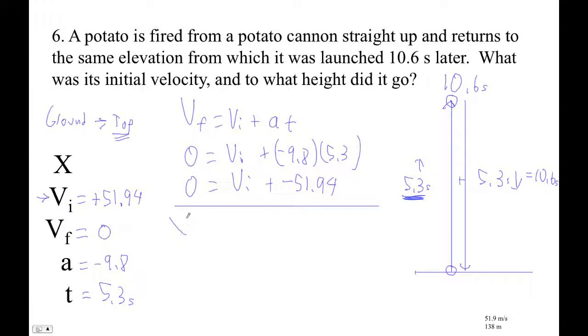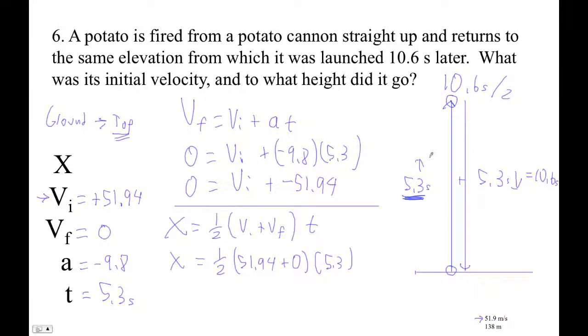So my choice is to use x as 1/2 VI plus VF times t. So x is 1/2 times 51.94, and don't round it. I know the answer down here says 51.9, but don't use the rounded version because that'll make you off a little bit. Plus 0, times 5.3. And again, I'm using the 5.3 because that's the time it takes just to get to the top. 10.6 is the time to go up and the time to go down, so there's a divided by 2 kind of a thing going on there.